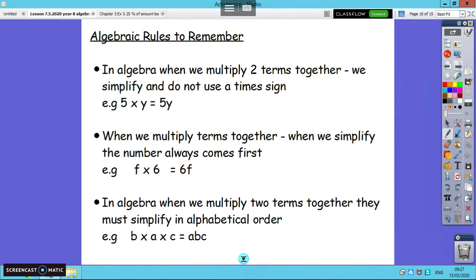Okay, so those three rules are really, really important, and I would like you to write these down with the examples that I've put there as well. So pause the video and do that now. Take your time, absolutely take your time with it.